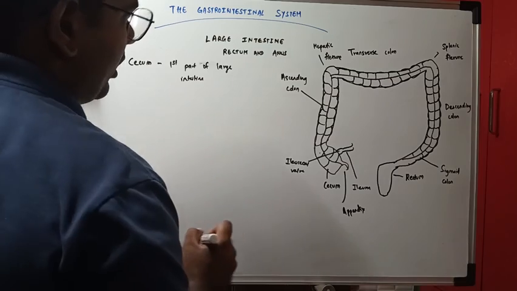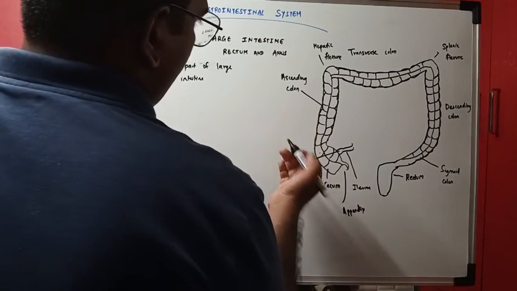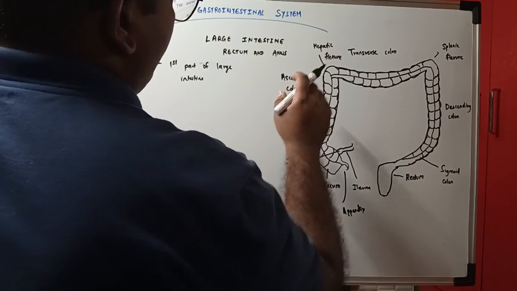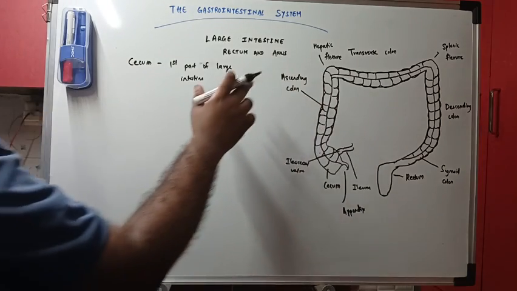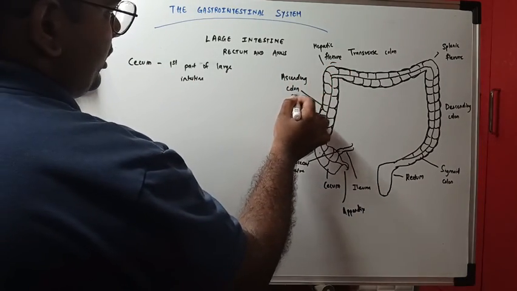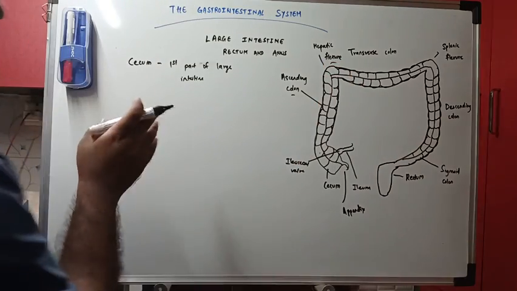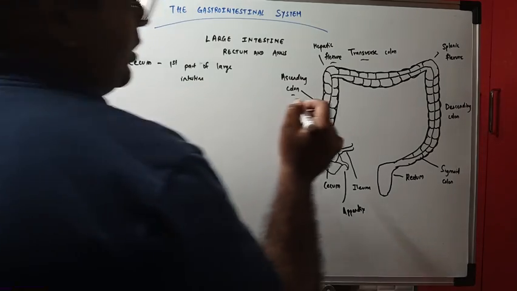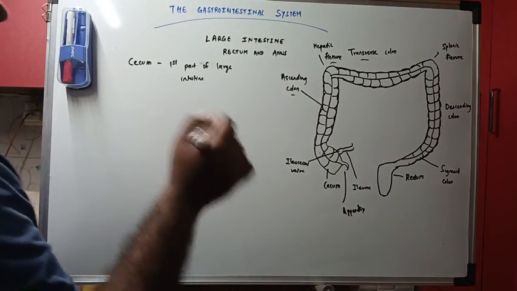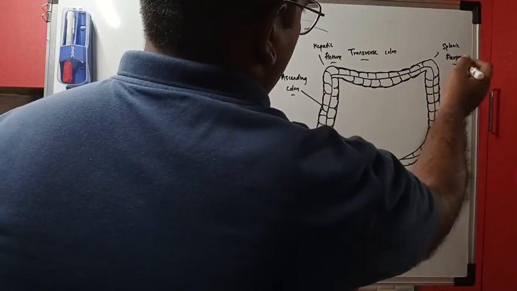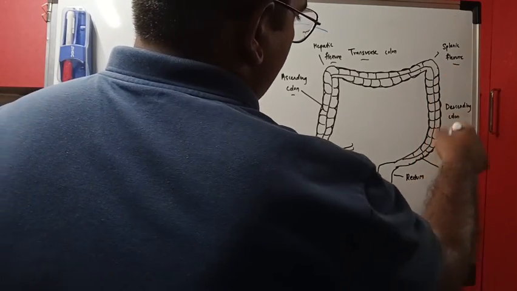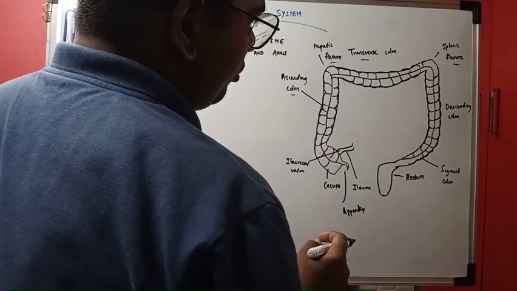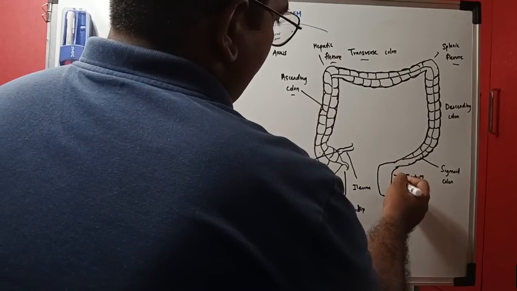There are further parts of the large intestine like the ascending colon, as it ascends in the upper portion. Then when it turns near the liver, it is called the hepatic flexure. First the ascending colon, then the hepatic flexure where it turns and forms the transverse colon. Then the large intestine takes another turn near the spleen, called the splenic flexure. And then there is the descending colon and the sigmoid colon, because it resembles an S shape, so it is called the sigmoid colon. And then lastly the rectum and the anus.